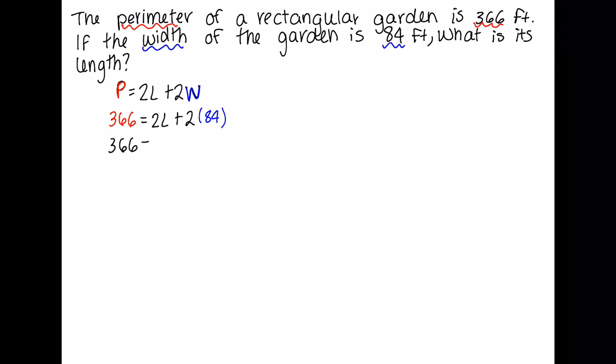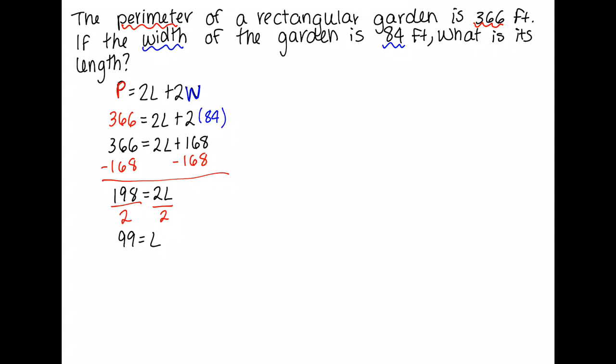So 366 is equal to 2L plus 2 times 84, which is 168. Subtract 168 on both sides. You're going to get 198 is equal to 2L. Divide by 2. And you're going to get 99. 99 equal to L. So that's that. Your length is equal to 99 feet.